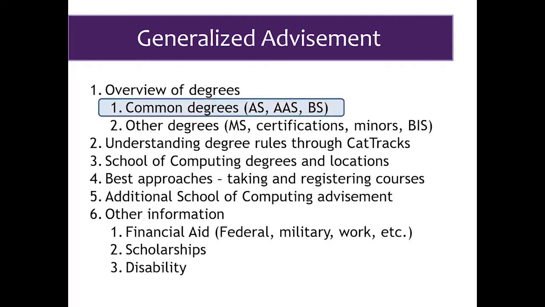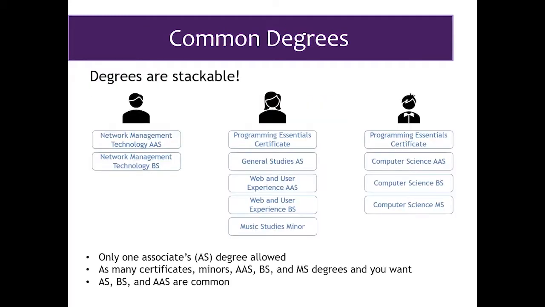We start with, you are allowed and encouraged to get more than one degree. You can have as many certificates, minors, AAS, BS, and MS degrees as you want. However, only one associate's or AS degree is allowed, as that confers Gen Eds. You are also not limited to receiving degrees from within only the School of Computing. Some students will receive additional minors or certificates, or even double major.